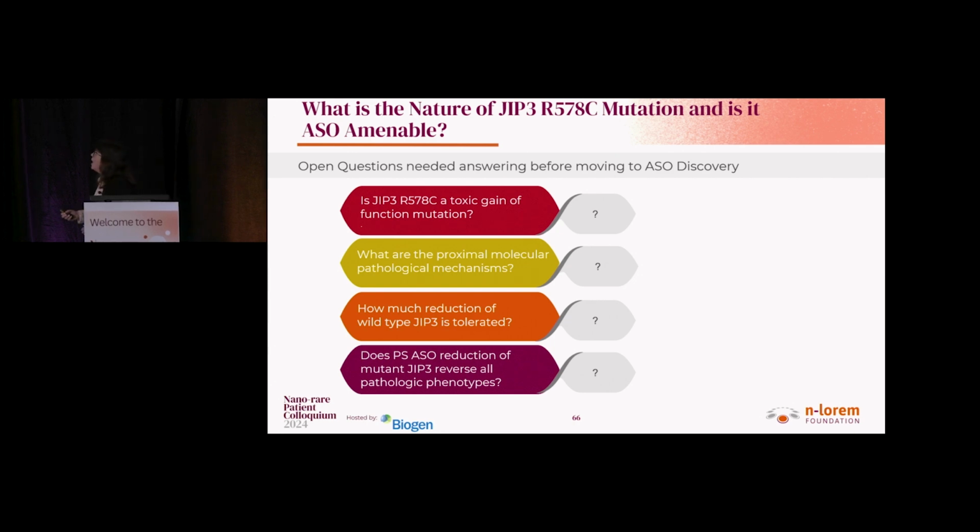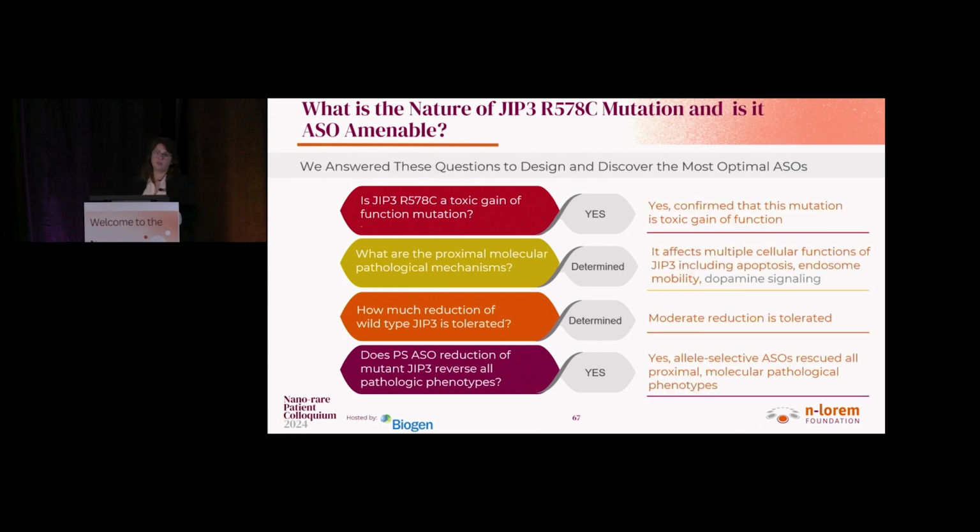We also didn't know about the proximal molecular and pathological mechanism. So even if we got an ASO, we didn't even know what would rescue, what we would be looking for. And then how much reduction of the wild type was tolerated. For allele selective, we need to know how stringent we need to be. This is important because you can imagine you can have more shots on goal if some of the reduction of the wild type is tolerated. And finally, can we actually rescue with an ASO? Is the ASO the optimal therapeutic strategy for this patient?